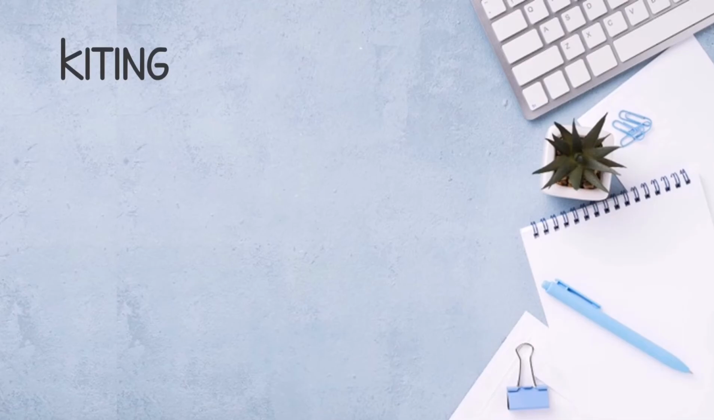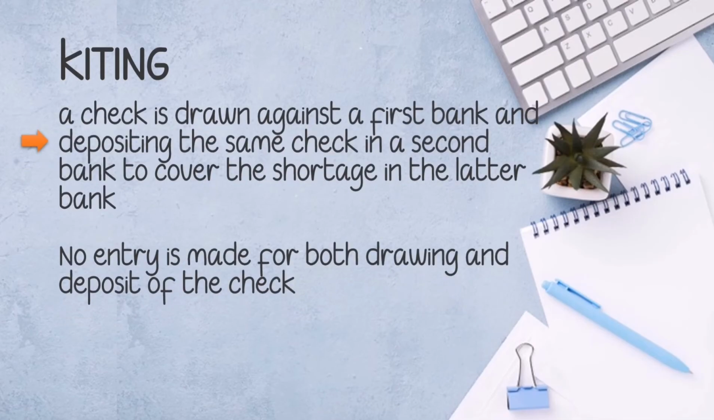So next is kiting. So in here, a check is drawn against the first bank and depositing the same check in the second bank to cover the shortage in the latter bank. So by that, no entry is made for both drawings and deposit of the check. So, for example, yung accountant sa bank 1 is may cash ng 100,000. Wala naman talaga dapat babayaran pero yung accountant is nag-prepare siya ng cheque para ibigay niya sa kamag-anak niya. So, sa pagbibigay niya ng cheque na yun, no entry was made. Wala siyang ginawa kahit ano.